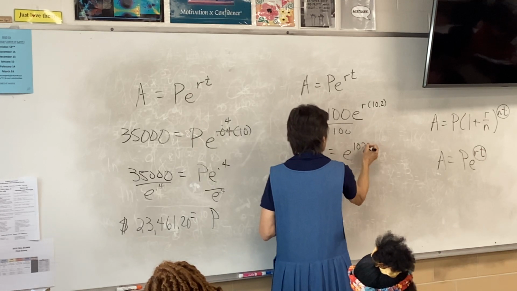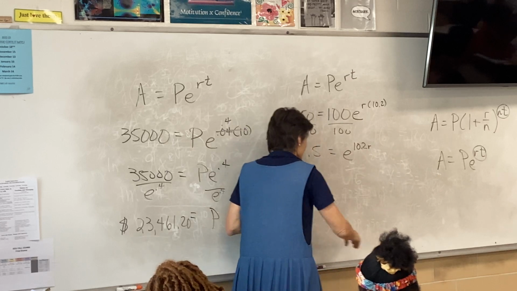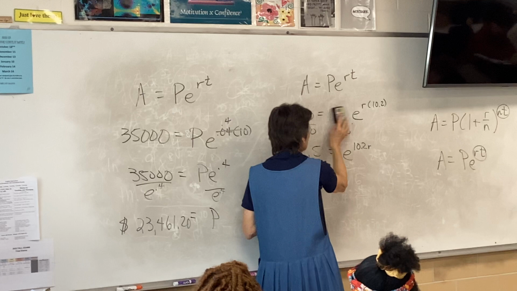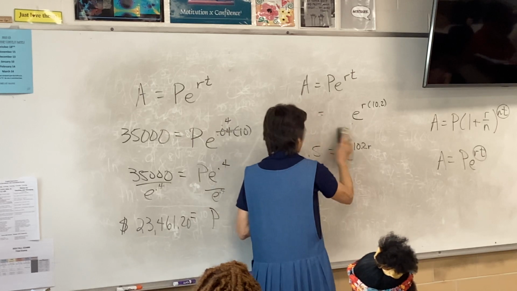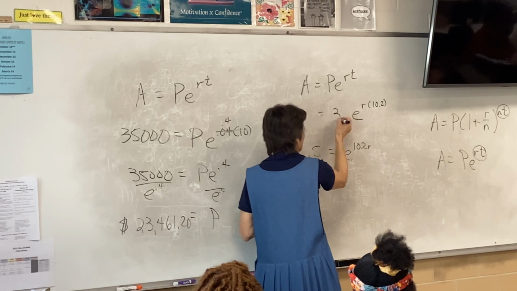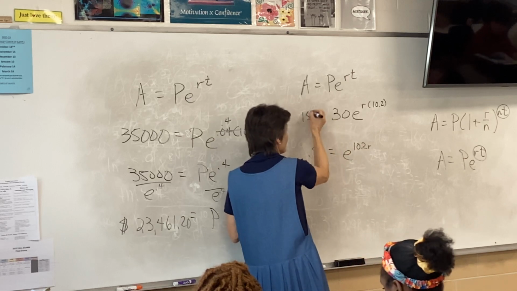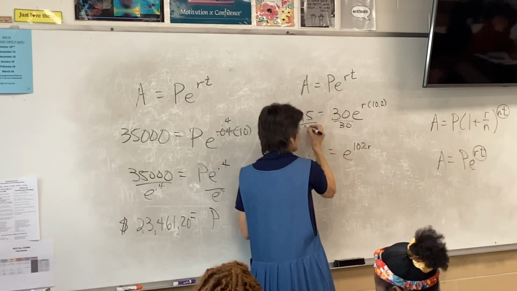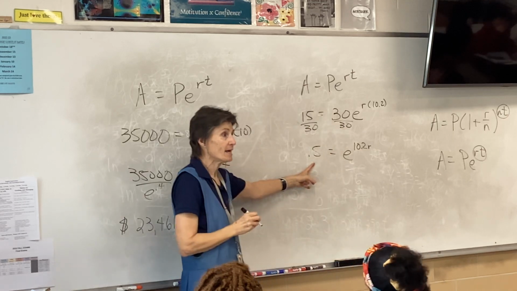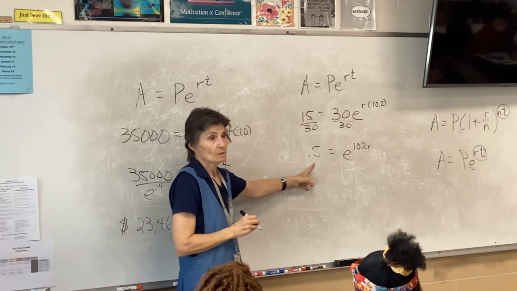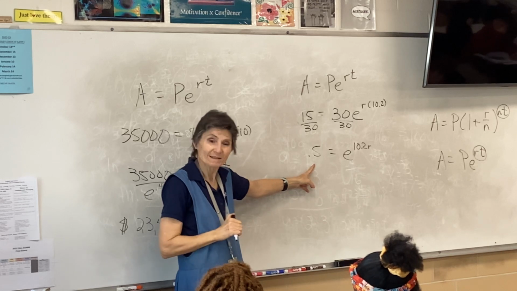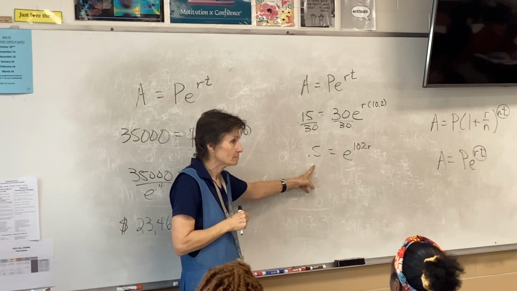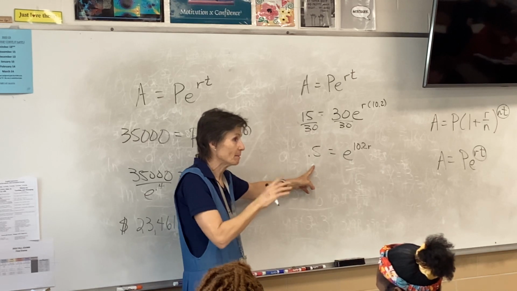Now, I want you to think about something for a minute. Maybe you didn't want to start with 100. Maybe you wanted to start with, I don't know, 30. Well, if you started with 30, wouldn't you end up with 15? You're going to divide by 30. Is it going to matter in the end? No. So if they don't give you a starting point, that's okay. Make one up and then end with half of it, if it's a half-life problem.